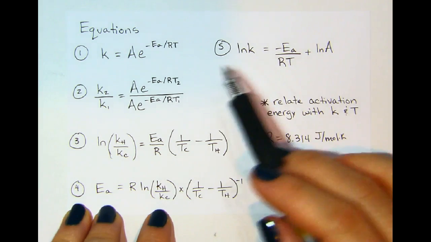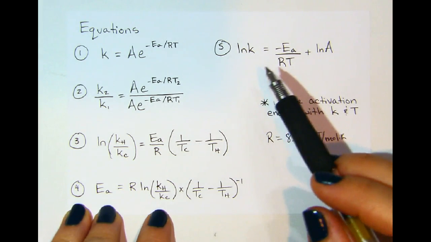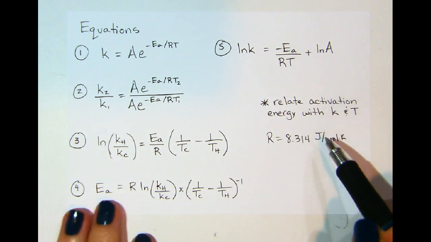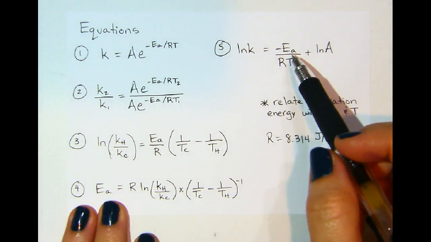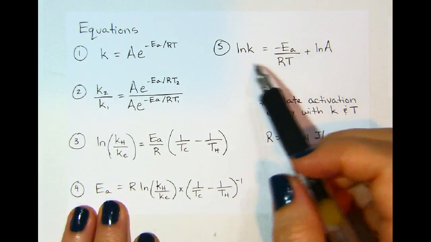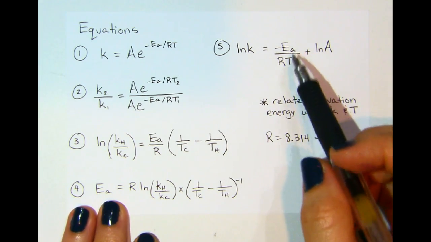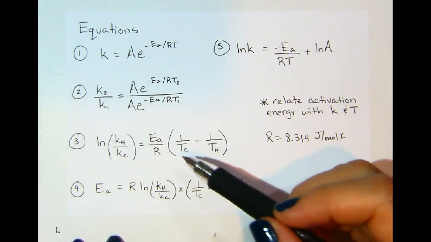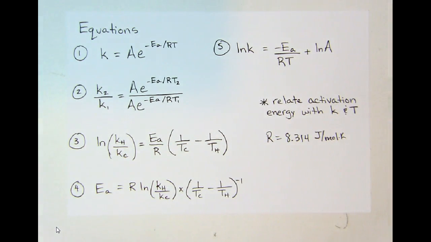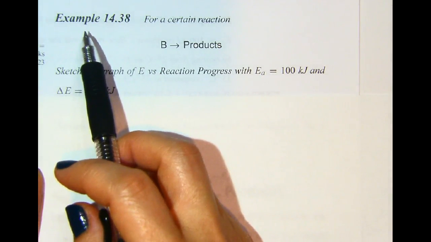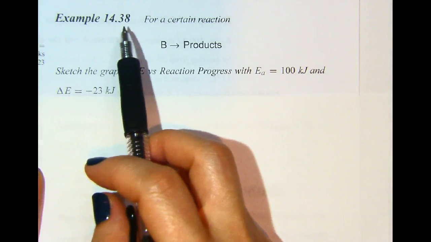So all of these are really pretty much derivatives of each other. And basically they allow you to determine either activation energy, knowing the rate constant and the temperature, or the temperature, knowing the rate constant and the activation energy, etc. And so you'll want to pause the video, jot down these equations, and save them for your Moodle quizzes. Now let's look at the top of page 117 at example 14.38.